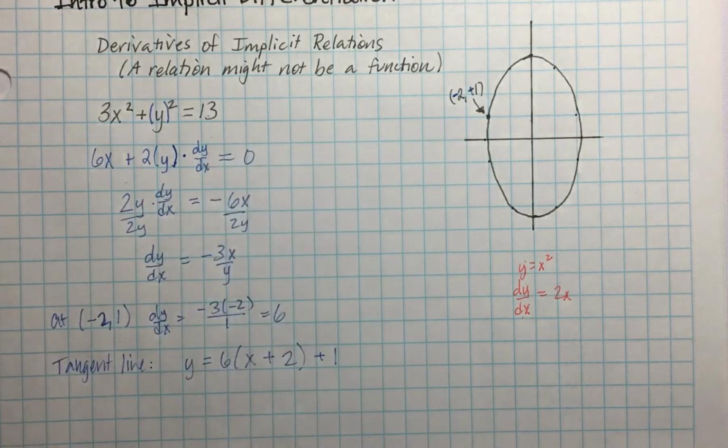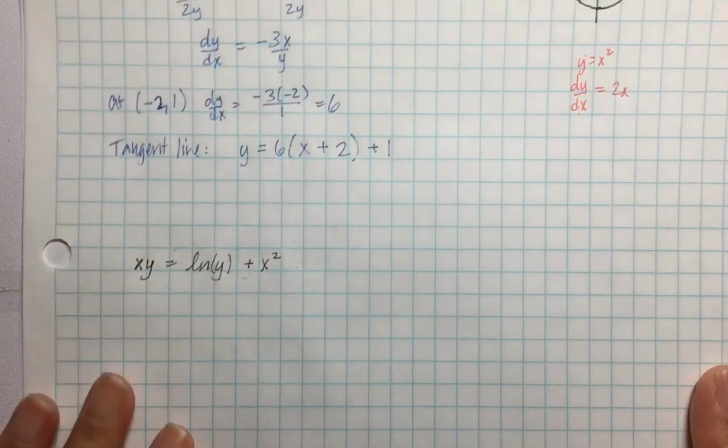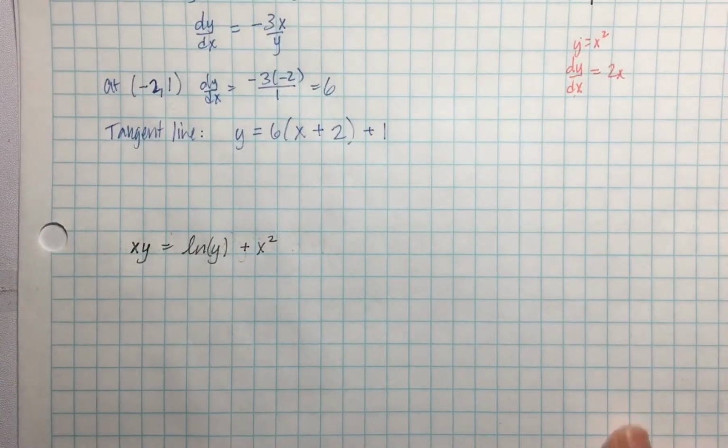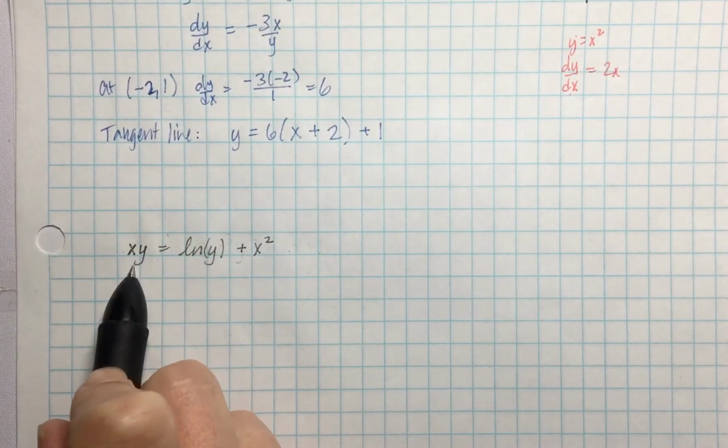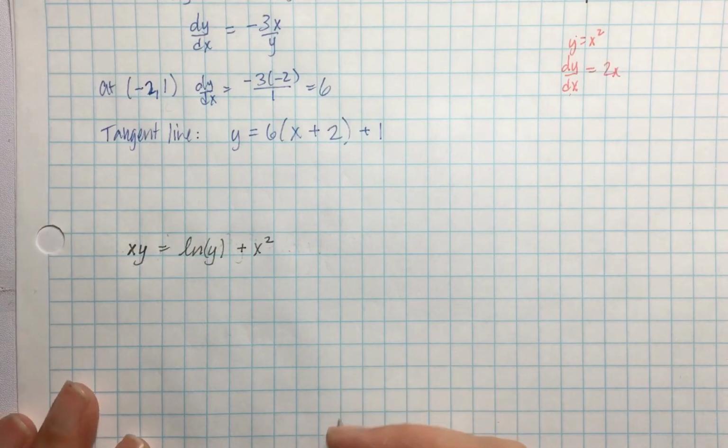And xy equals natural log y plus x squared is my equation. This isn't something I can solve for y, even if I wanted to. So instead I have to be really careful and I derive it.